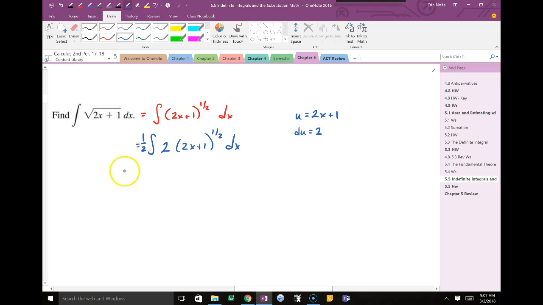Okay, you ready? We're going to integrate. The 1/2 we're going to leave alone. We're not touching it. We're going to integrate my u piece, so we're going to keep the 2 there, and we're going to add 1 to our exponent. So if we add 1 to the exponent, what's 1/2 plus 1?